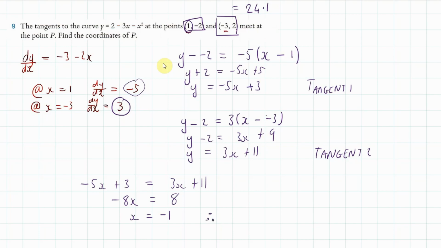And therefore, I need to find the y coordinate. y equals, and I can just chuck it in here, can't I? 3 times -1 is -3, plus 11 is 8. So they meet at -1, 8. That would be point P. That's where those two tangents meet.